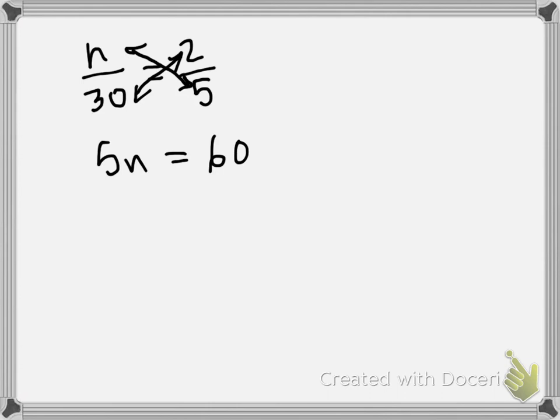You'll notice now, no more fractions, right? Pretty darn easy to get rid of those fractions here. And then we just solve for n. So we divide on both sides here. So n has to be 12. So if we have a proportion, we can quickly use the cross products, set those equal to each other, get an equation with no more fractions that's pretty easy to solve for the most part.